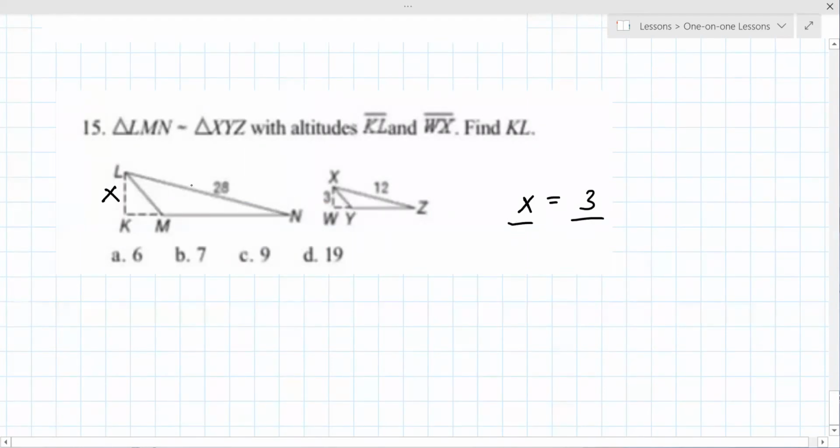So now you need another side over here on this triangle. That's 28, and that goes with 12. So you can solve this. 12x equals 84, and then x equals 7.